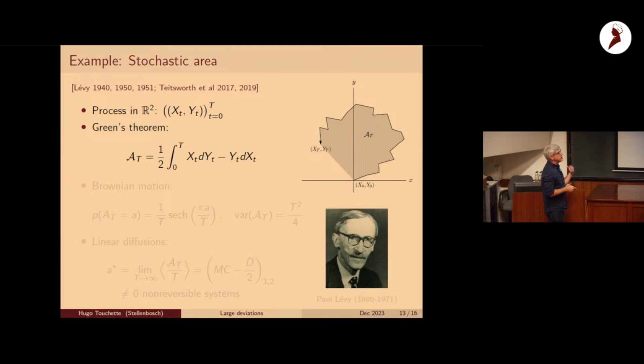And then you can generalize this to stochastic processes. So it's quite an interesting observable. And then you have the feeling that it will be related to the current in some way, because you need some rotation to create some area. So this is the stochastic area.